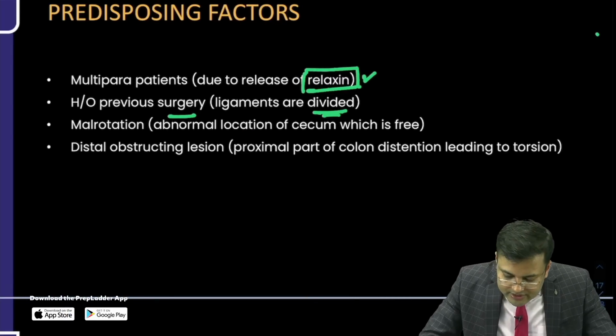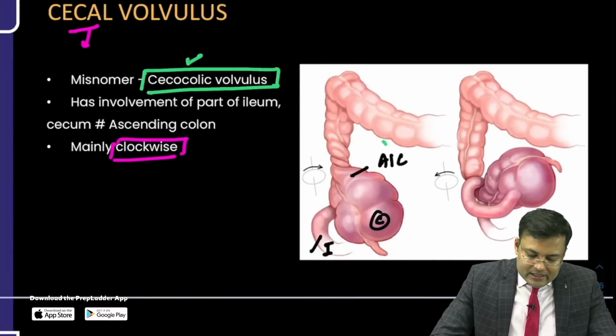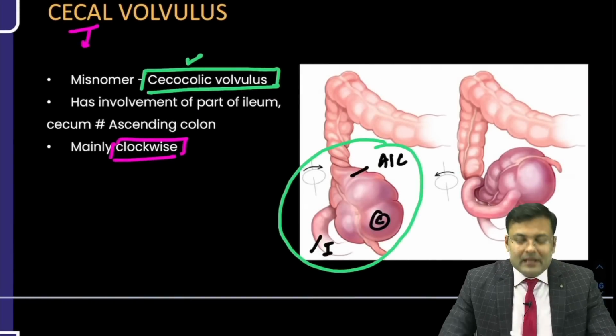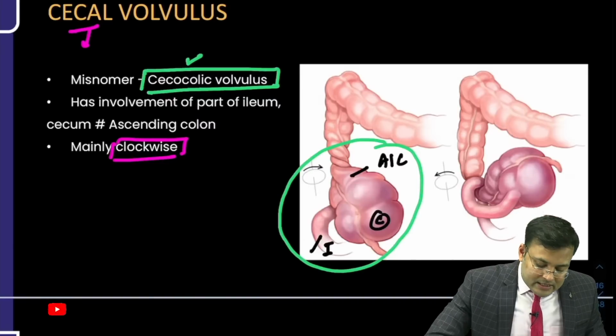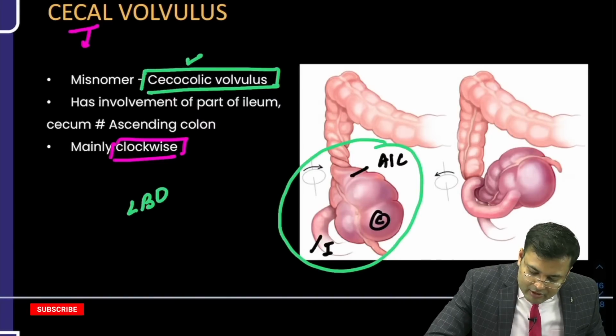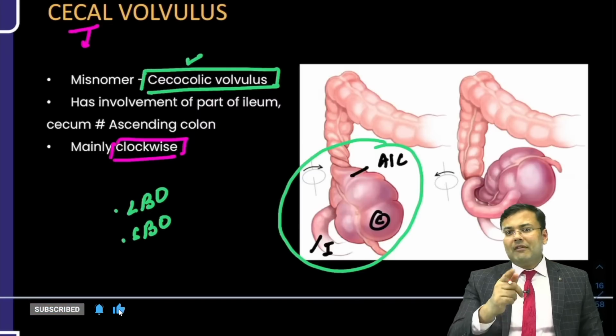Now you see this diagram, and just by looking at the diagram, you tell me when twisting occurs, will these patients have signs and symptoms of large bowel obstruction or signs and symptoms of small bowel obstruction? I am waiting for your reply.